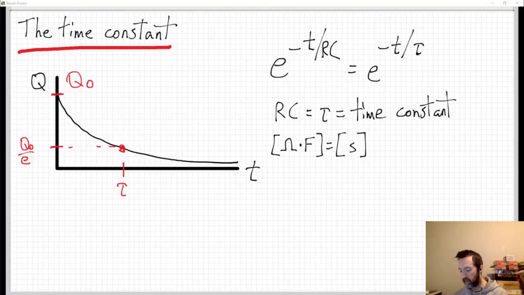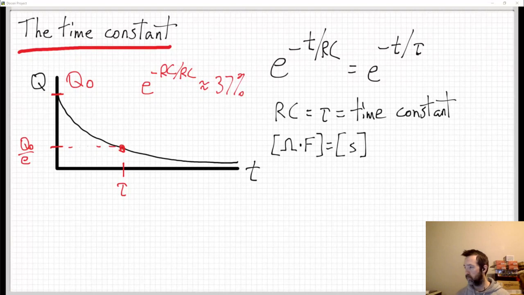And I know that that has to be the case because if I plug in one time constant for t, this e to the negative t over RC becomes e to the negative RC over RC, which is e to the negative 1. So whatever my initial value was, I am now at e to the negative 1 times that. E to the negative 1 is roughly 37%, or 0.37.